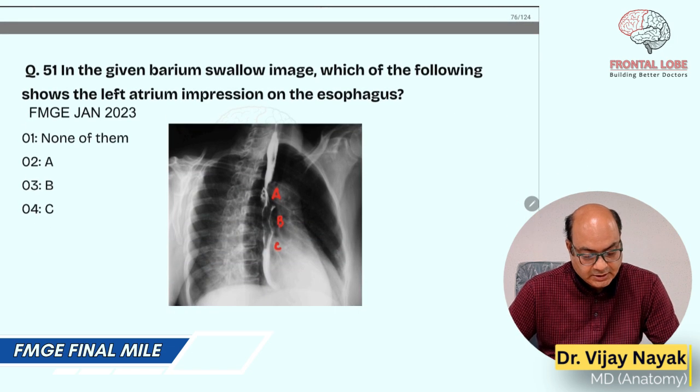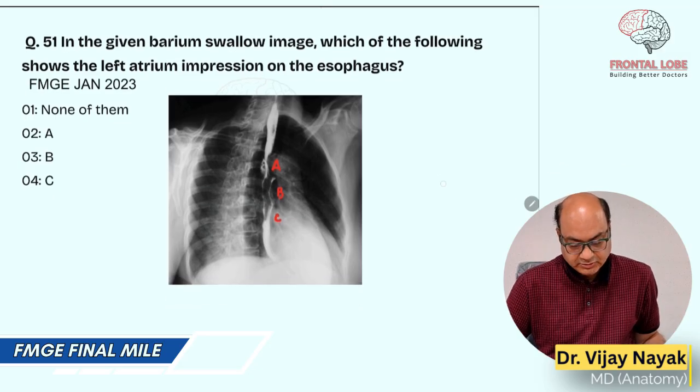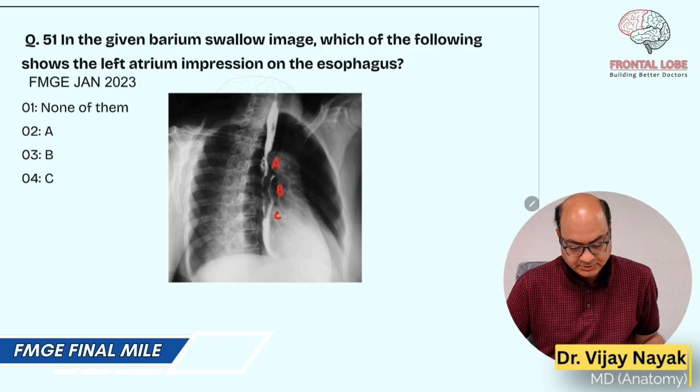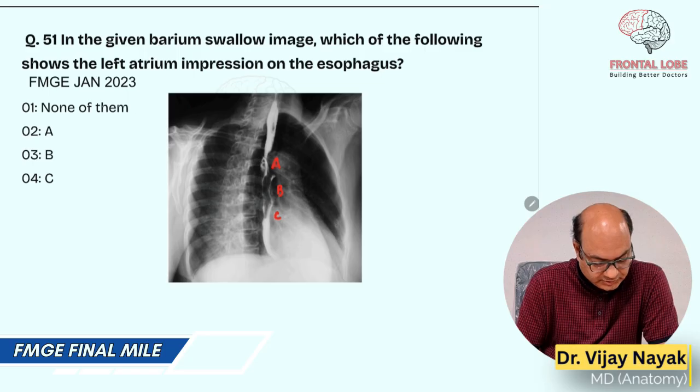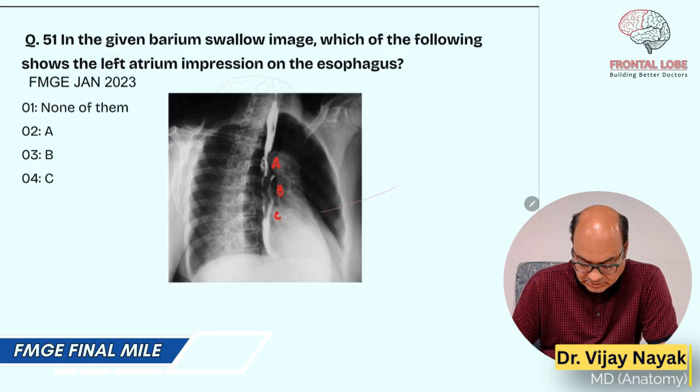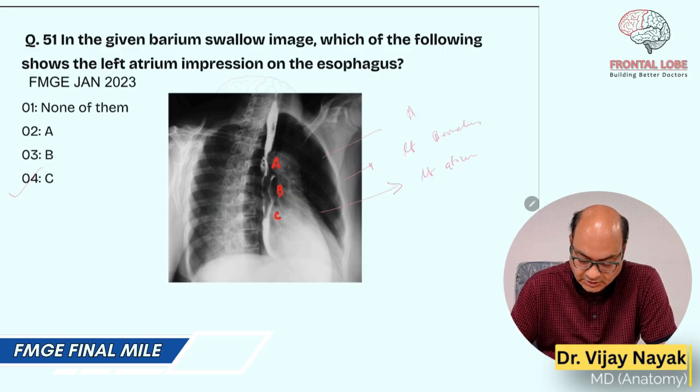And next question. In the given barium swallow image, which of the following shows the left atrium impression on the esophagus? So this is an X-ray, option 1 none, option B is A, B, and C. They are asking for the left atrium impression. So the answer is C, because this is at the level of left atrium. B is at the level of left bronchus, and A you can say is aortic knuckle. So the answer is C, left atrial impression.